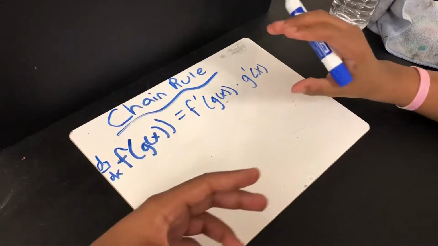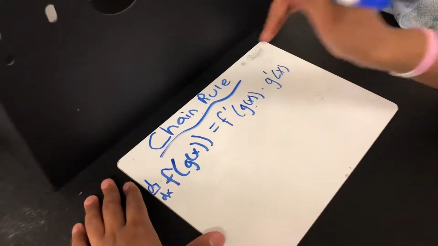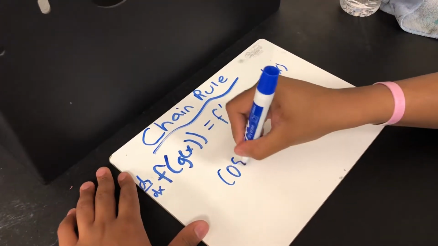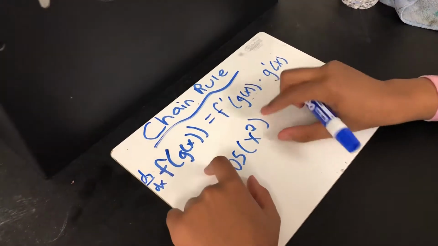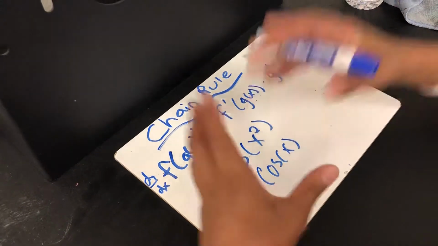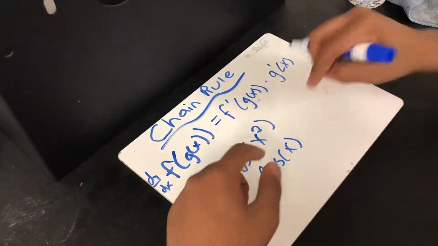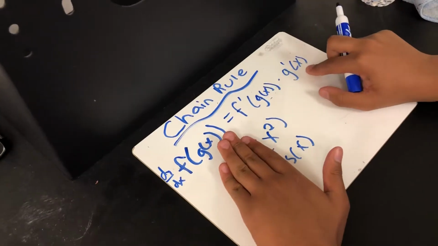And you use the chain rule whenever you have a composition of functions, or to make it simple, when you have two functions within your one equation. A good example of this would be cosine of x squared. Now, if you were to just ignore this x squared, you'd still have cosine of x. That's your overall, that's your f of blank. But if you go in a little deeper, you see that you have an x squared, which would be your g of x.